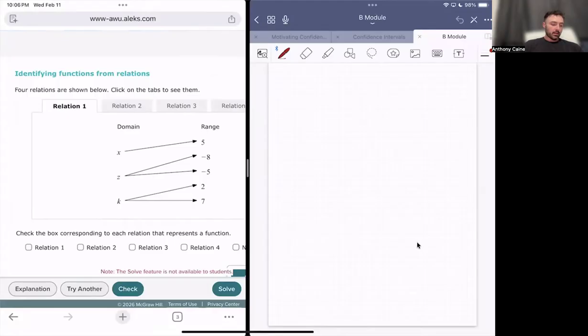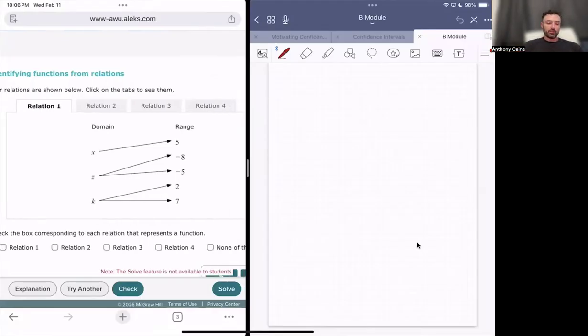The main thing you need to know about a function is that if I give a function an input, so like if I have a function and I input 3, it needs to be one single number as an output. The thing that is currently on screen, relation 1, if I input z, I don't know if my function is going to return -8 or if it's going to return -5.